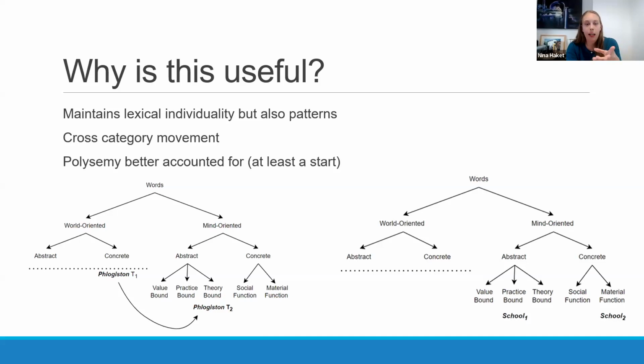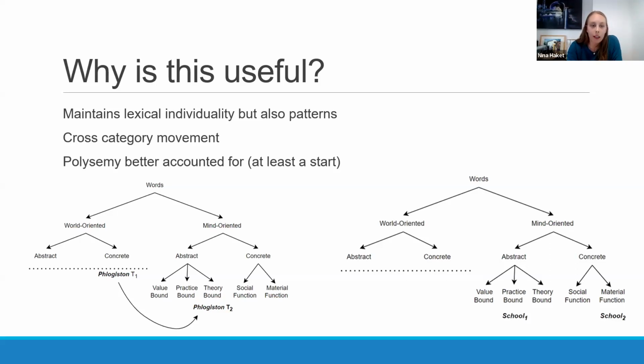So, for example, let's take the example here on the left of phlogiston. It was originally thought to be world-oriented. We thought it objectively existed out in the world. Scientists sought it, used it to explain lots of scientific theories. However, we then found out that it didn't actually exist.